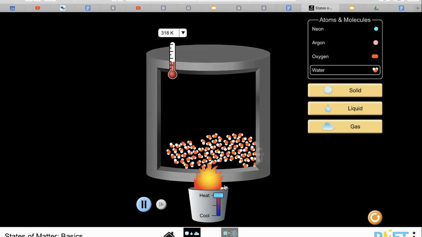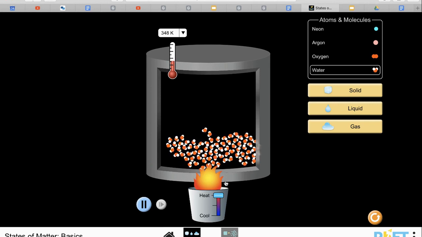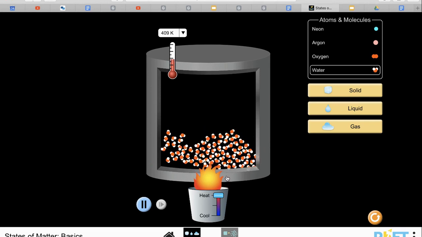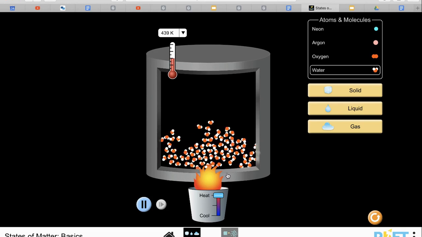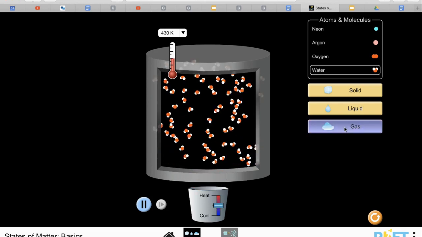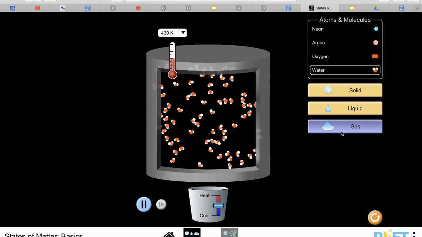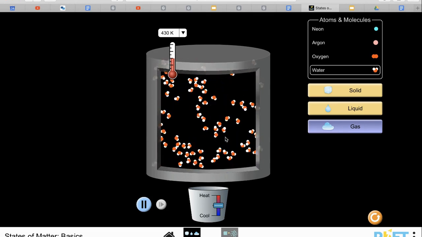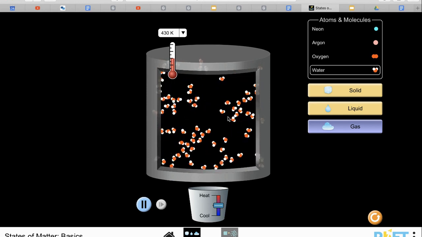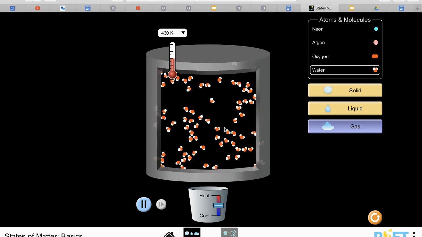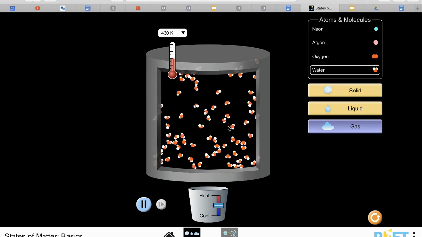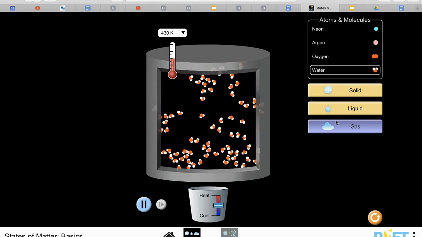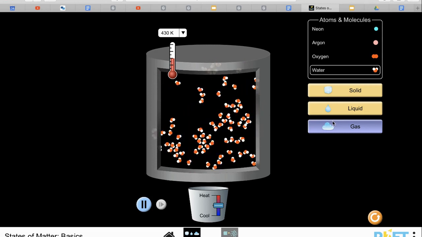But we can apply more heat, and if we continue to apply heat, we can completely break the IMFs that hold the water molecules together. So we can break the LDFs, the dipole-dipole forces, and the hydrogen bonding that is present in liquid and solid water, completely separate the water molecules, and make them into gas. All right, so that's our states of matter.